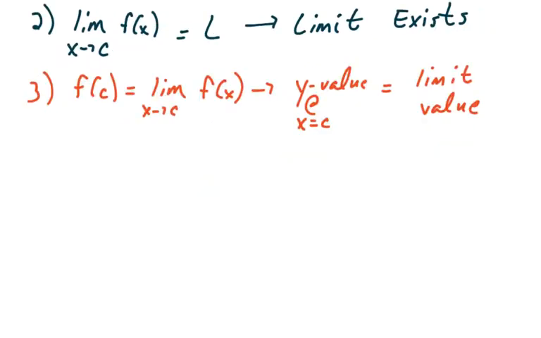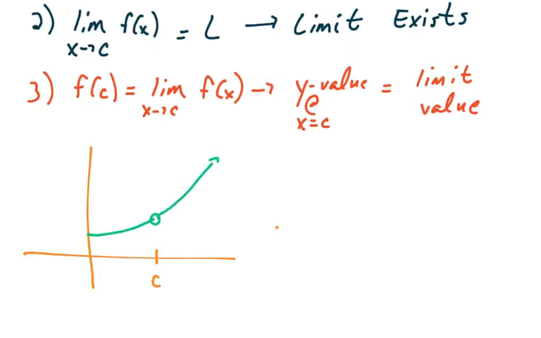A great graph to analyze this would be this one here. If I had c, I'm going to make a function that just kind of curves. I'm going to have a hole there, like so, and then I'm going to have a point here. Keep in mind that this value is the function value, and this value right here is the limit value at x equals c.